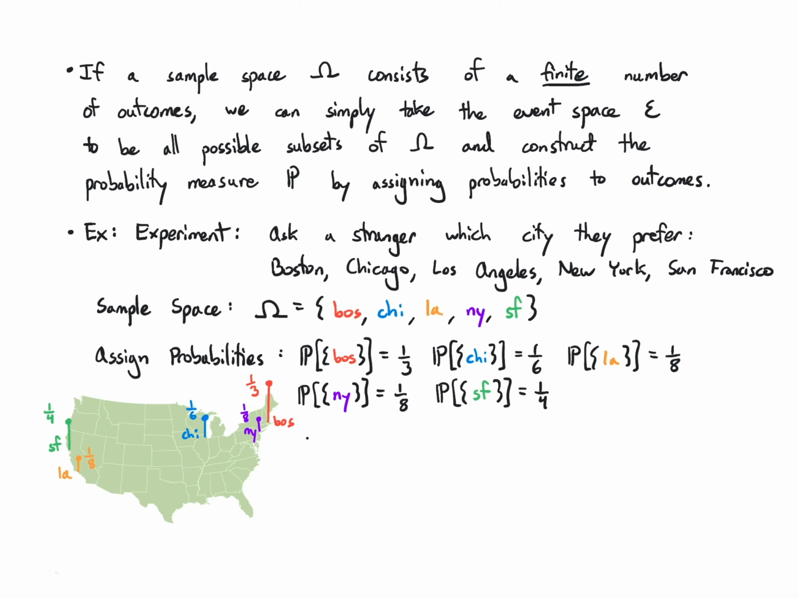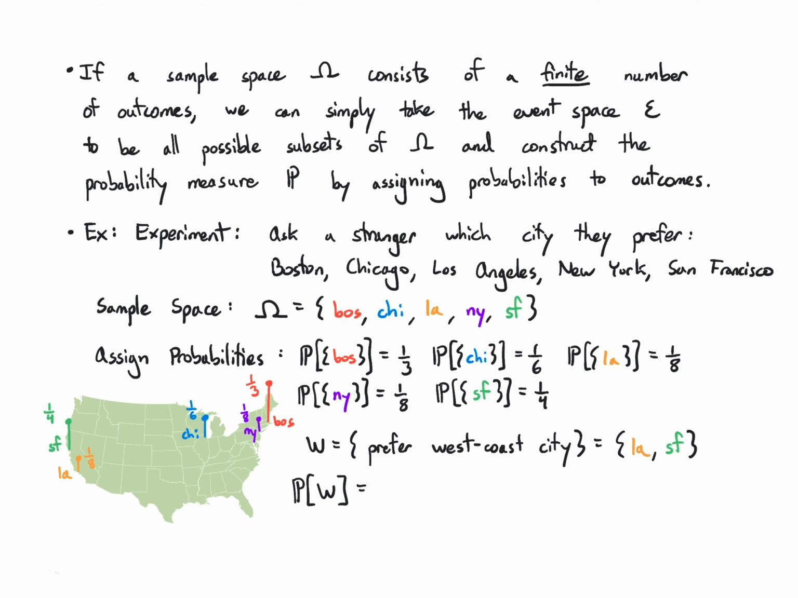Okay, let's define another event. Let's say that I'm interested in knowing whether someone prefers a West Coast city. So which cities are on the West Coast here? Well, I only have 2. I have LA and I have San Francisco. Okay, so I have 2 cities on the West Coast. That's my event W. What's the probability that someone answers a West Coast city?